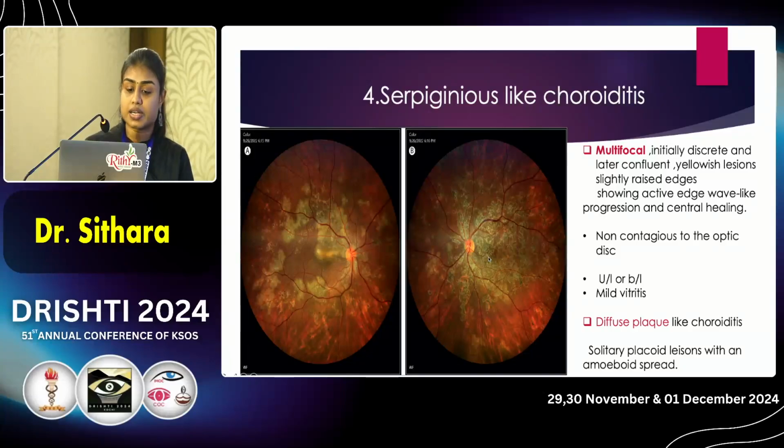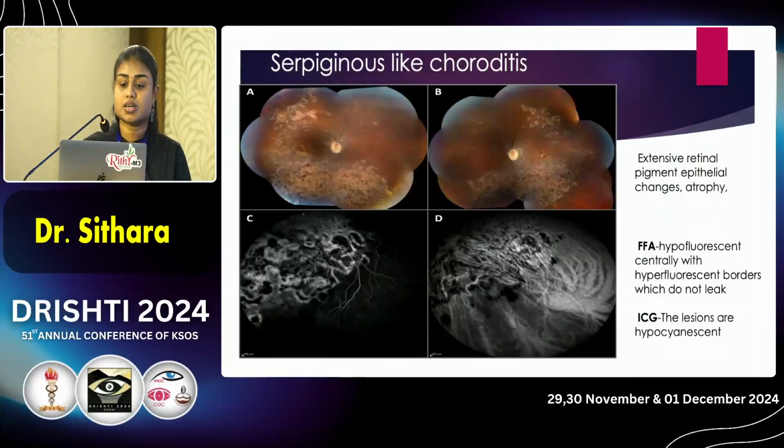Which can be contiguous to the optic disc. It is unilateral or bilateral with mild vitritis. The diffuse plaque-like choroiditis shows a solitary placoid lesion with an amoeboid spirit. So, this is a fundus photograph which demonstrates extensive retinal pigment epithelial changes, atrophy, and bilateral scarring. The FFA shows a hyperfluorescent center with hyperfluorescent borders which do not leak.